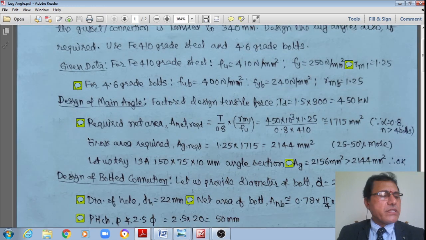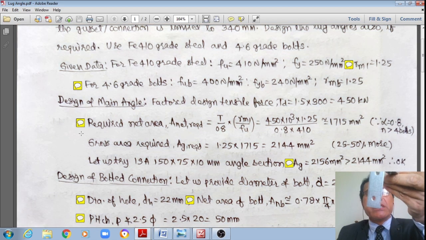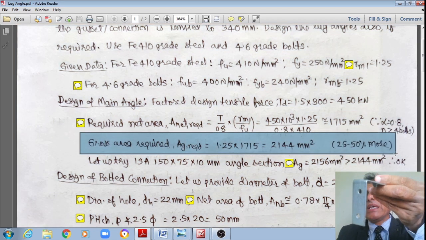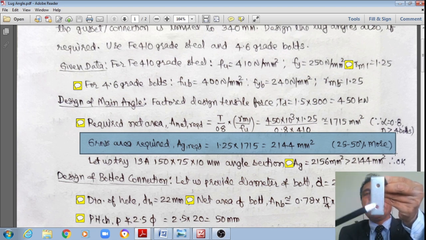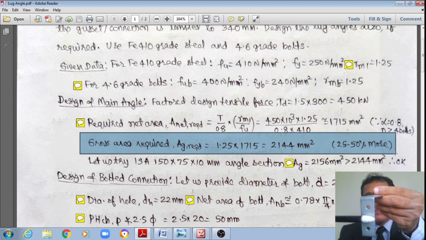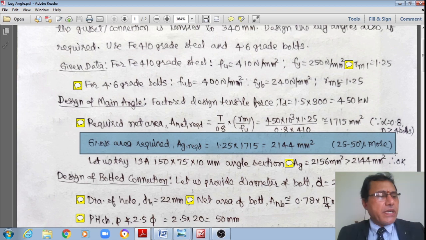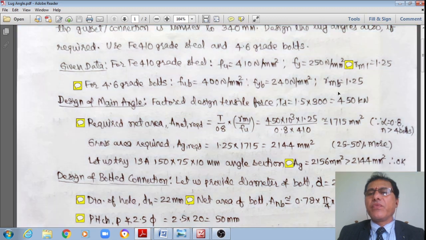Always, in order to get the gross area from this net area, you increase the area by 25 to 50 percent. It is better you increase by 50 percent if more load is there. Here more load is there, so it is better to increase by 50%, but I am just proceeding with 25%. Later on we can check that it may not be okay to take this 450 kilonewton. Therefore, it is always better to increase by 50% if you don't want to optimize.